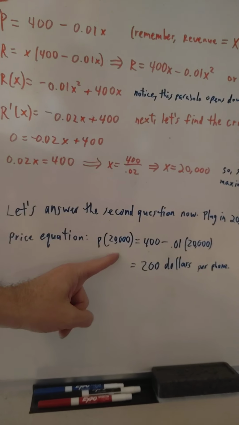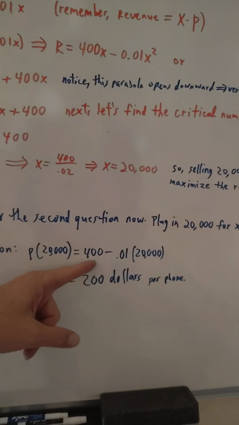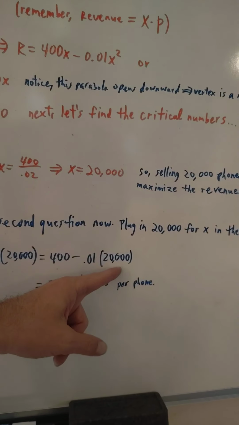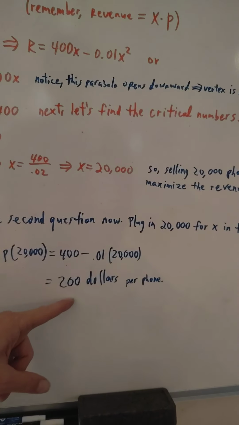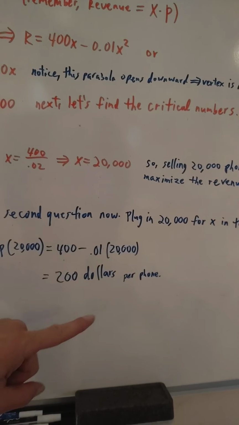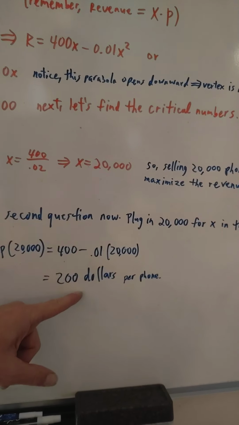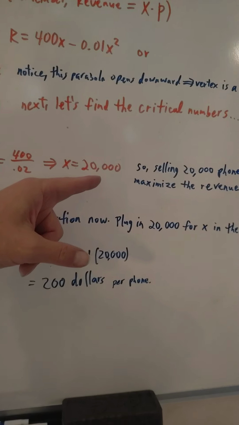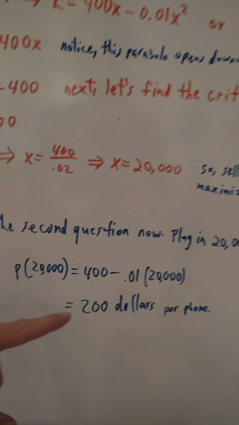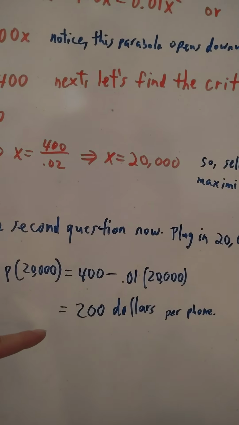So what is P of 20,000 going to equal? 400 minus 0.01 times 20,000, and that equals 200. So sell each phone for $200 and you will get the maximum revenue. And you're allowed to use calculators for the test, so just do that in a calculator and you'll get 200.